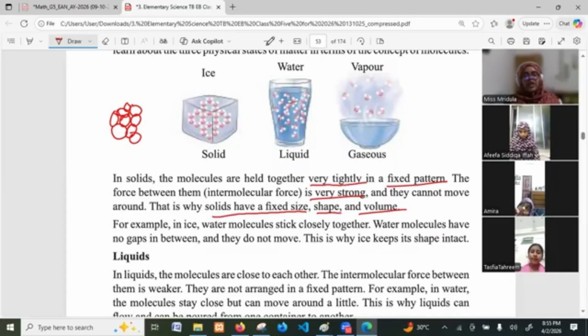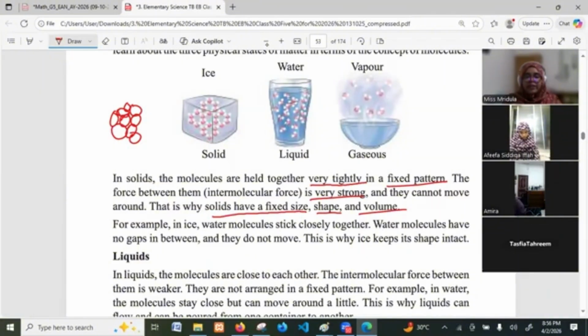For example, in ice, molecules of water stick closely together. Water molecules have no gaps in between, and they do not move. This is why ice keeps its shape intact. ঠিক আছে? So solid জিনিসের molecule গুলো কি হবে, they will be very closely packed, and there will be very strong force between them. We cannot break them very easily. That's why they have definite shape, size, and volume.